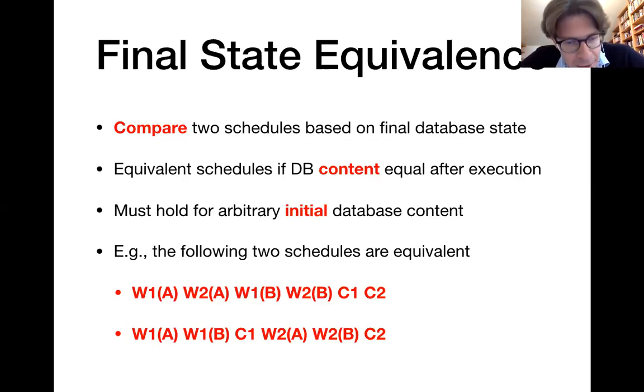Now, the second schedule over here first writes a value for object A via transaction 1. Then transaction 1 writes also the value for B and commits. After that, transaction 2 writes the value for A and the value for B. So when comparing those schedules, in both of them, transaction number 2 writes the final values for objects A and B. And that is why those two schedules are final state equivalent.